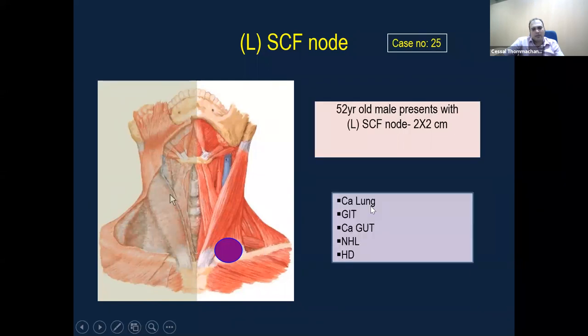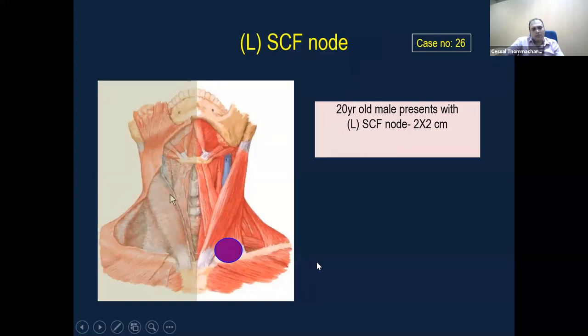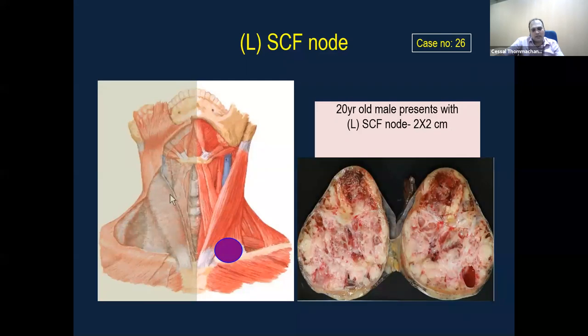A 52-year-old male presents with a left SCF node: CA lung, GIT, never forget about prostate. A 20-year-old male presents with a left SCF node. It is mainly a testicular germ cell tumor. You immediately have to palpate the scrotum, and also you need to send the markers. Most probably you will be dealing with a non-seminomatous cancer.